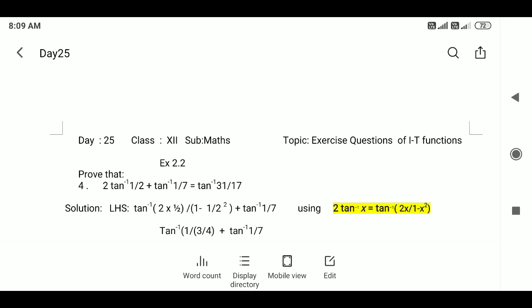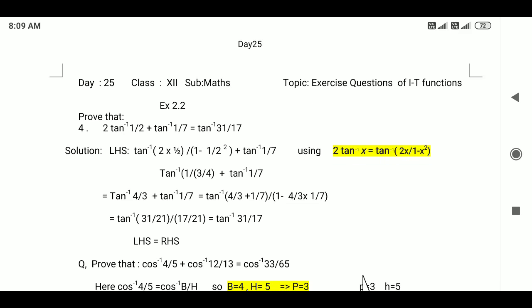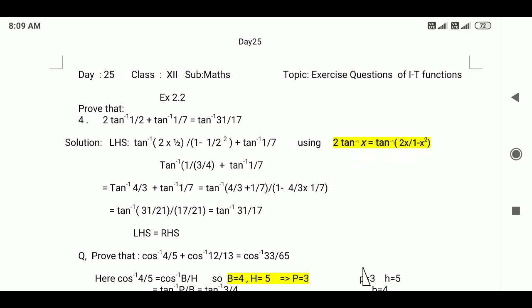Today I am starting with some exercise problems of inverse trigonometric functions. Exercise 2.2, question number 4, that is 2 tan inverse 1 by 2 plus tan inverse 1 by 7 is equal to tan inverse 31 by 17.